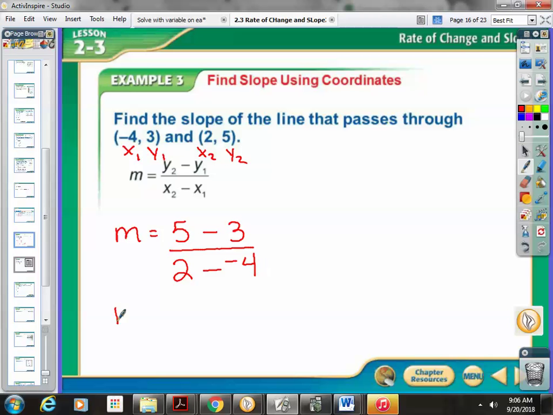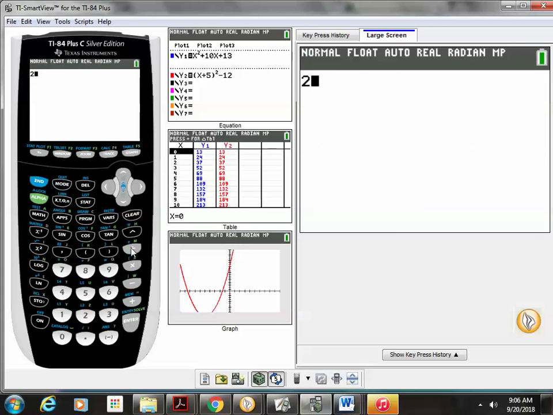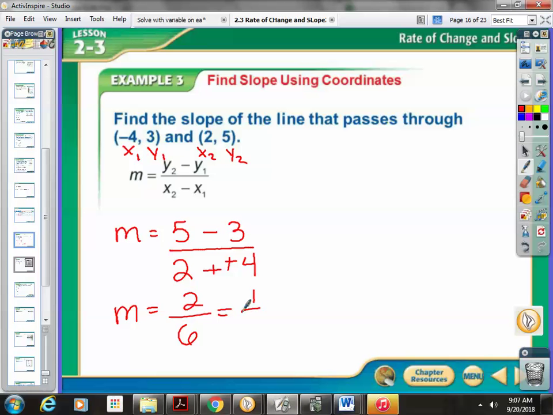Let's simplify. 5 minus 3 is 2, and 2 plus 4 is 6. Can the fraction 2/6 be simplified? Yes. Load your calculator if needed. 2/6. Go to math and fraction. It reduces to 1/3. I want your slope in simplest form.